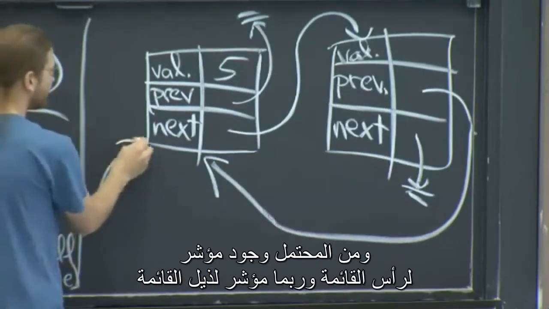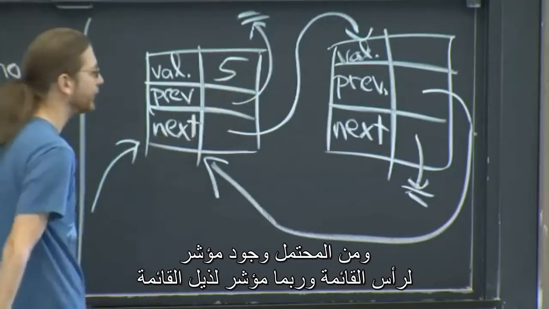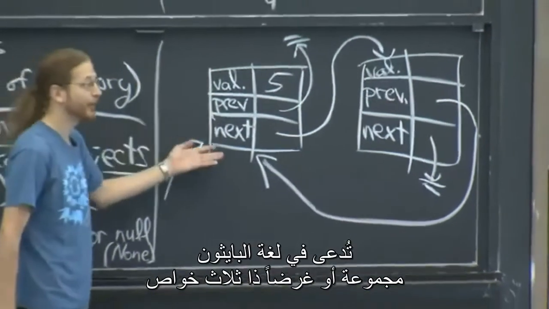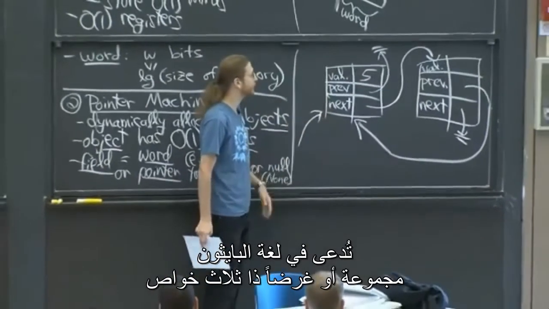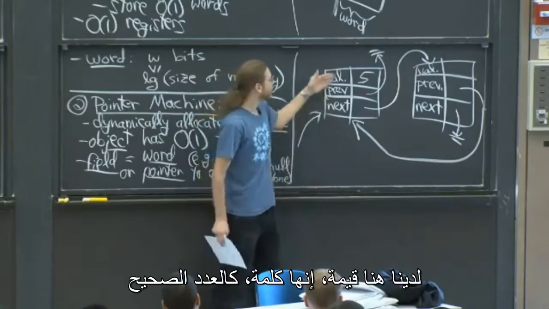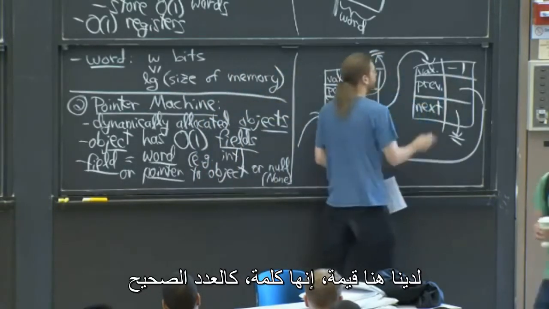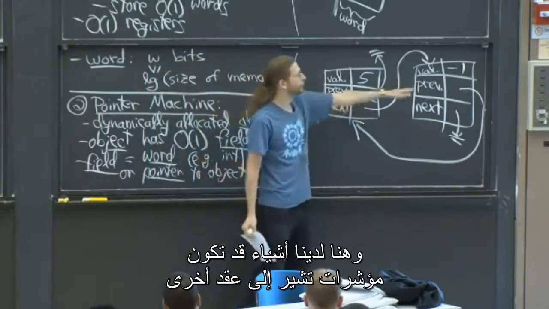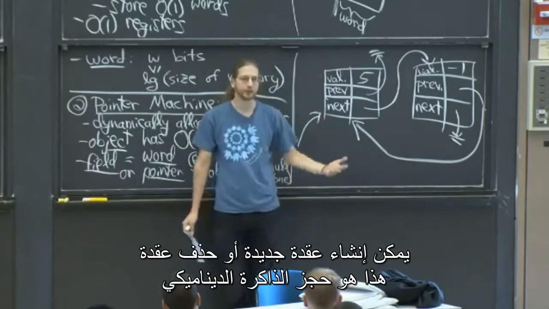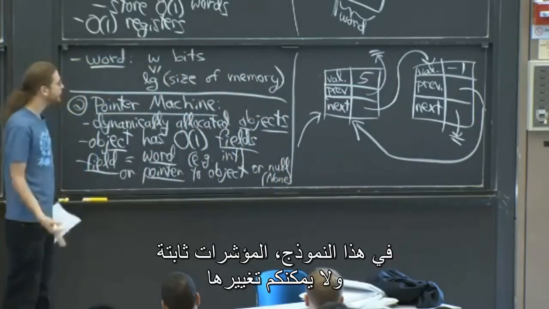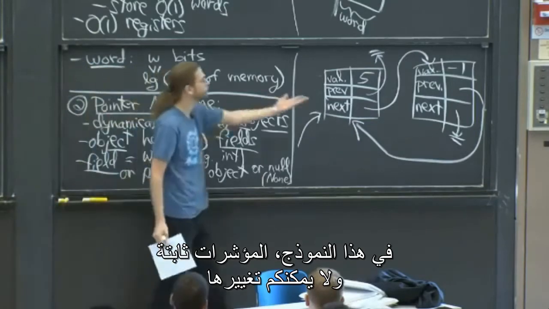You presumably have a pointer to the head of the list, maybe a pointer to the tail of the list, whatever. So this is a structure in the pointer machine. It's a data structure. In Python, you might call this a named tuple, or it's just an object with three attributes, I guess they're called in Python. So here we have the value. That's a word, like an integer. And then some things can be pointers that point to other nodes. And you can create a new node. You can destroy a node. That's the dynamic memory allocation. In this model, yeah, pointers are pointers. You can't touch them.